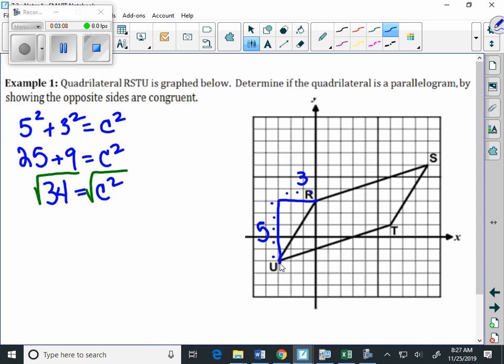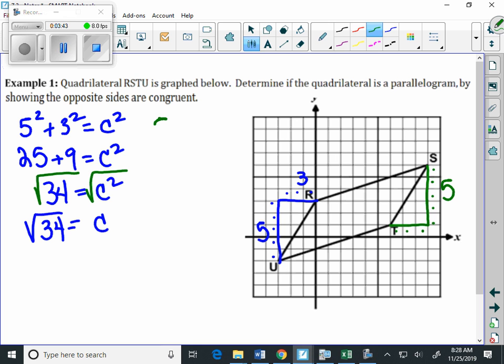Once again, c is the square root of 34. And you can type that in a calculator if you want an actual value. But what we're looking for is we want to show that RU is congruent to ST. So we'll do the same thing over here with ST. We'll draw a triangle. And what we're going to find is we've got 1, 2, 3, 4, 5. And we have 1, 2, 3. And the same thing's going to happen.